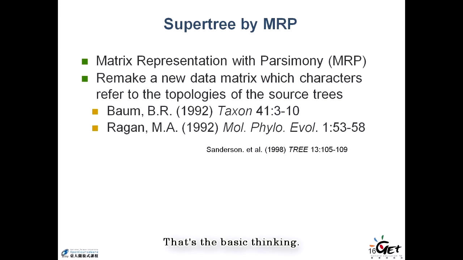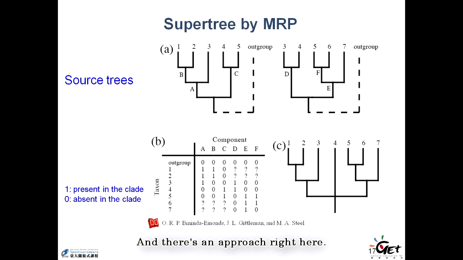Okay, that's the basic thinking. And there's another approach called MRP, matrix representation with parsimony. This is a little bit different from the previous one. This is how they actually build the supertree, but not using the supermatrix. They basically create another data matrix, but only concerned about the tree topology. And there's some approach right here.